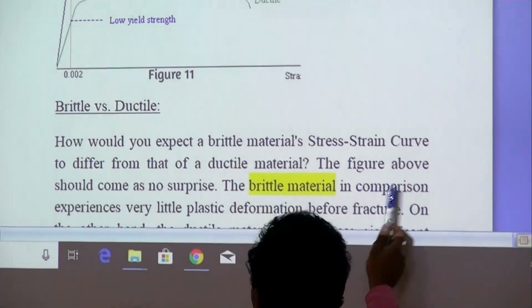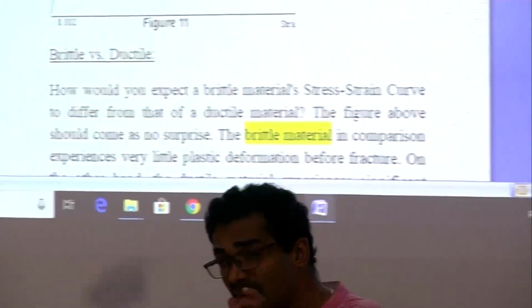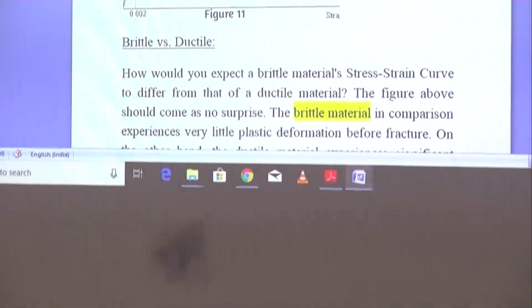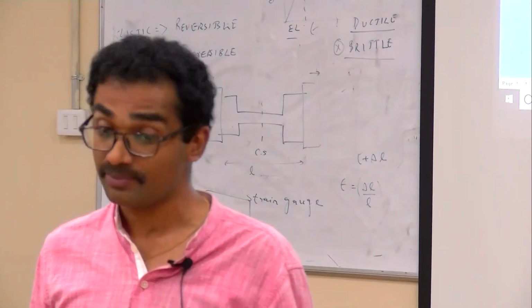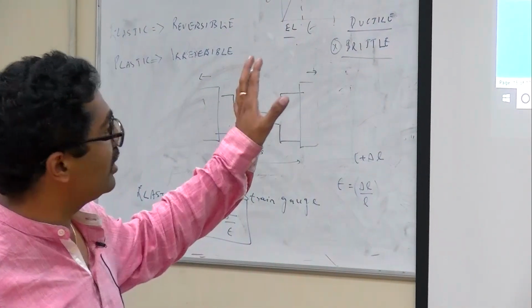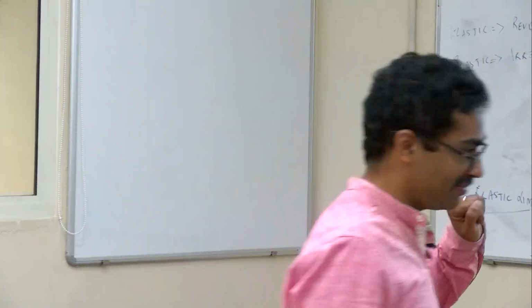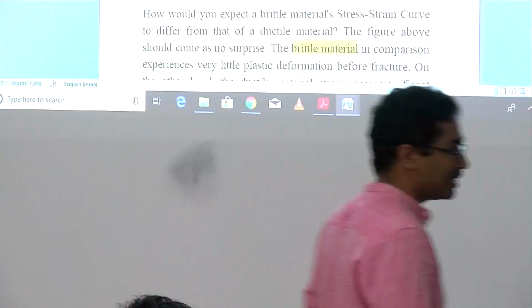So brittle material in comparison experiences very little plastic deformation. And it also has a relatively narrow range when it comes to the elastic limit. These are the two things that you have to capture. Over and above that, the Young's modulus is higher. And it ruptures rather quickly. Okay, these are the facts that need to be accommodated in the qualitative nature of these graphs. You understand this? Good. Alright, so let us get back to the first instruction.